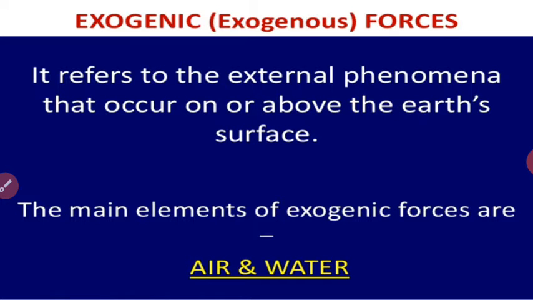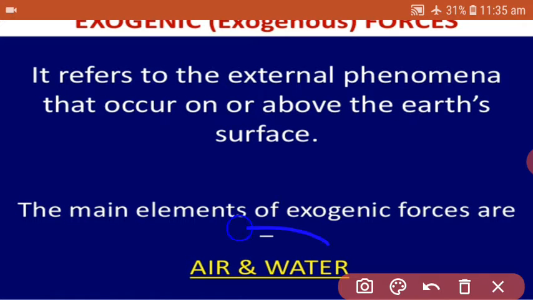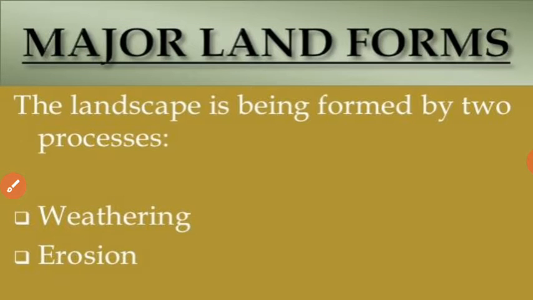The main elements of exogenic forces are air and water. The fast blowing wind, the fast movement of air, makes some changes on the surface of the earth. The fast running water also makes some changes on the surface of the earth, and they are known as exogenic forces that keep on changing the face of the earth. This is what we are going to see in this first video.